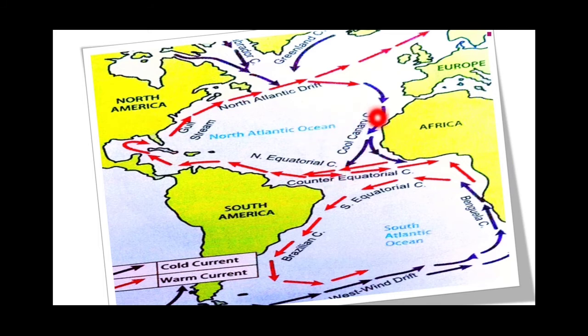So like this, the North Atlantic Drift proceeds and splits into different parts. Now, the warm waters of the Gulf Stream and the North Atlantic Drift are both warm ocean currents.